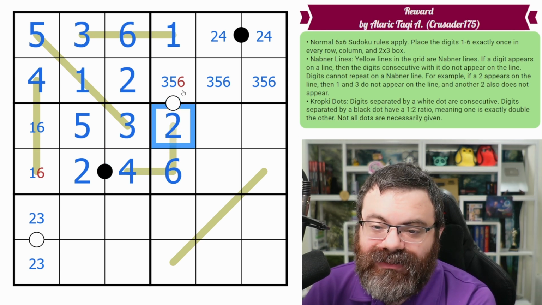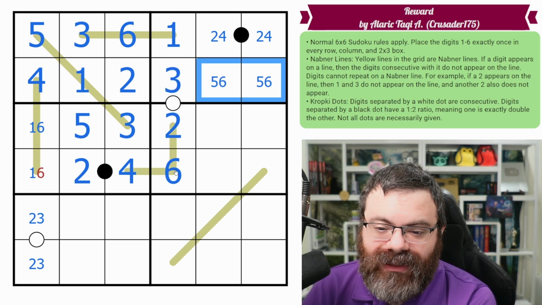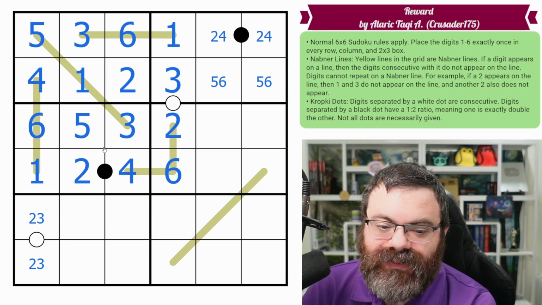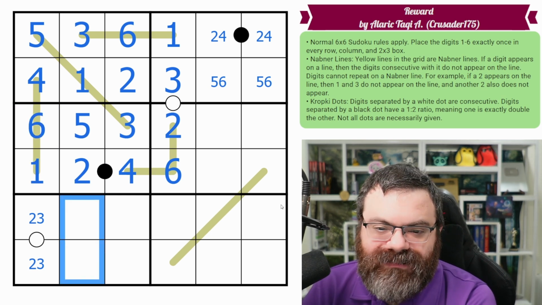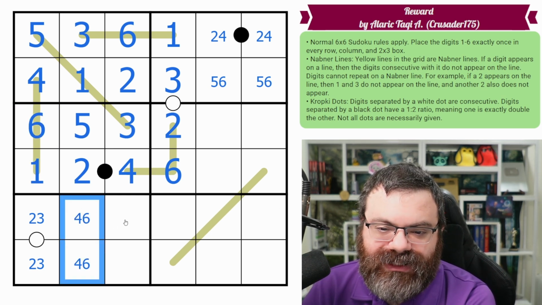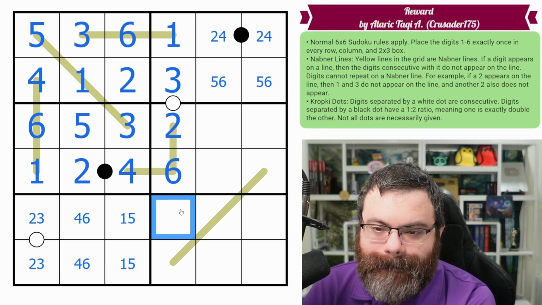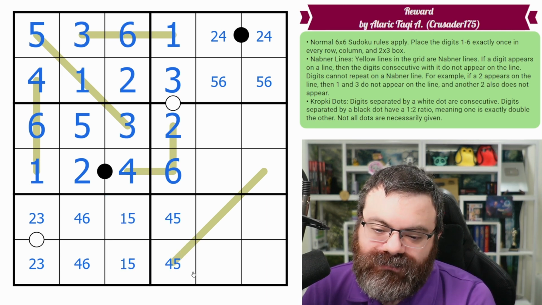Lots of ways to see that. So the 2 makes this a 3 because they're consecutive. This 6 does resolve the 1 and 6. Okay. I'm going to fill these pairs down here for the columns. We need 4, 6 here. We need 1, 5 here. And then this, we need 4, 5 here.